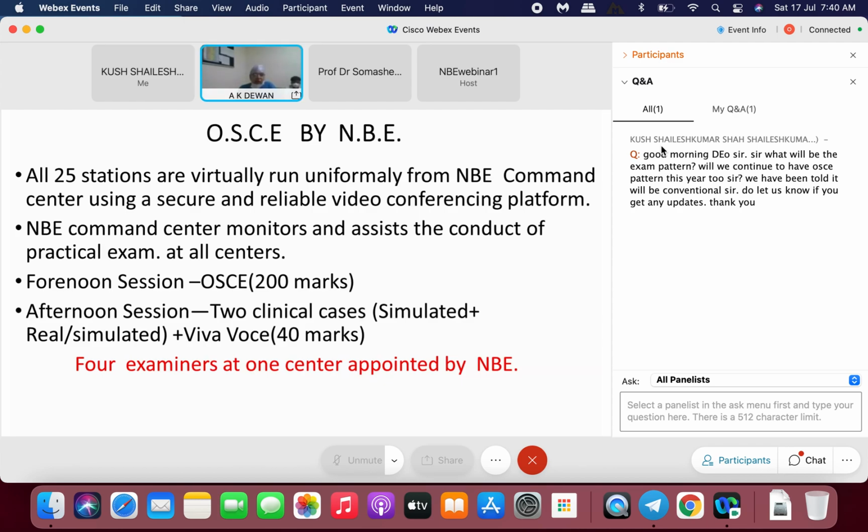The forenoon session is of OSCE, 200 marks, and in the afternoon session, 2 clinical cases could be simulated, real or volunteer, plus Viva Voce marks. I'll tell you later what these Viva Voce marks are. And there are 4 examiners at one center appointed by NBE.